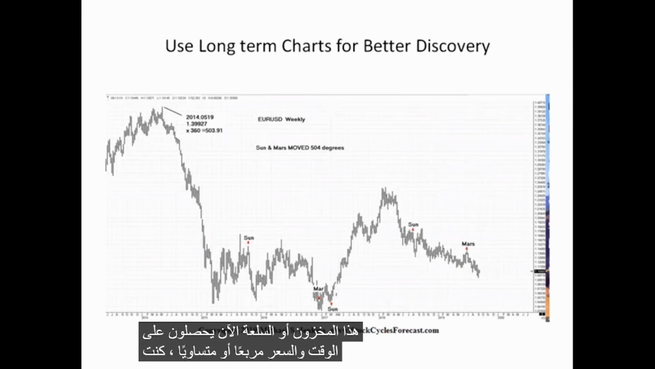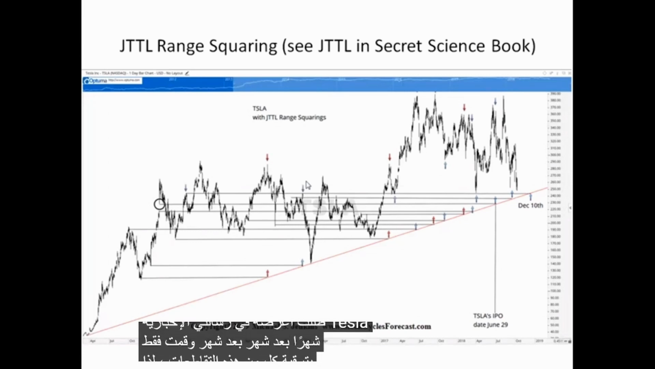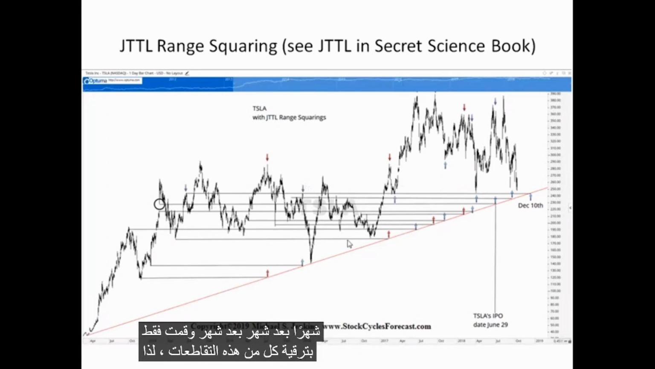Now, to get time and price squared or equal, I was saying you needed an accurate trend line or a planetary trend line. Well, you can also use my JTTL, which I revealed in the Secret Science book, and it's a trend line based on the square of 9. So that's what this was on this chart at Tesla. I kept showing it in my newsletter month after month after month, and just upgrading each of these intersections.